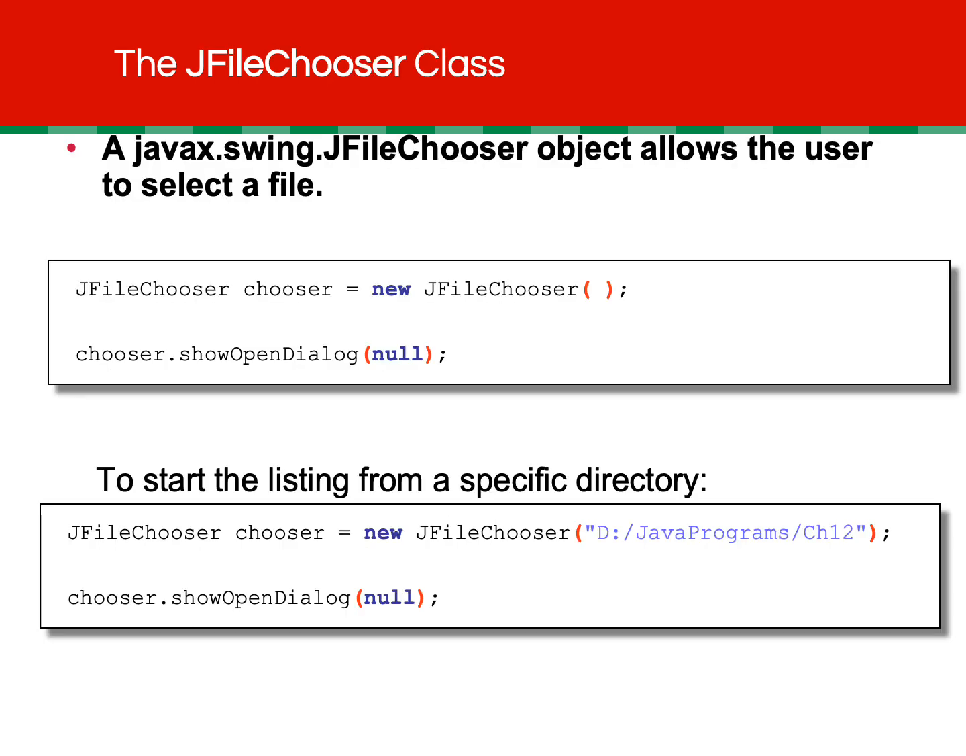The JFileChooser class, a javax.swing JFileChooser object, allows the user to select a file. Try and write this code. JFileChooser chooser = new JFileChooser. And then write chooser.showOpenDialog. It will show you the home directory. To start the listing from a specific directory, you can write the directory inside the brackets. For example here, from the D directory.